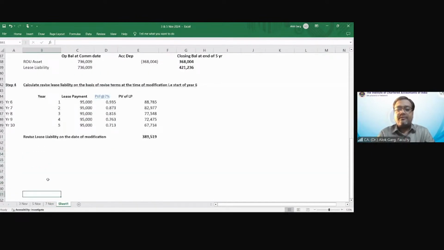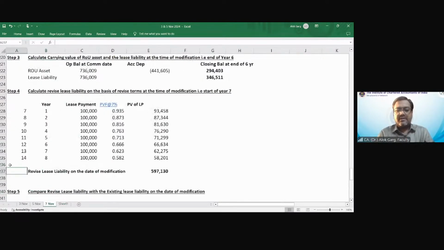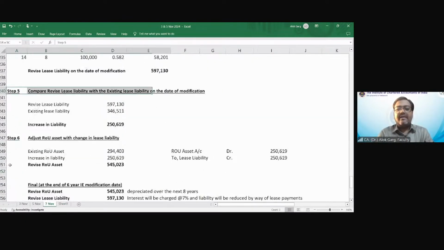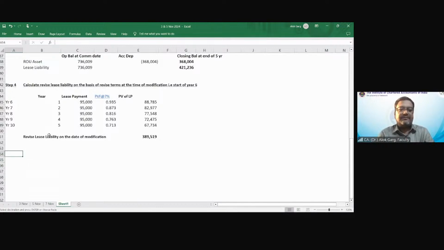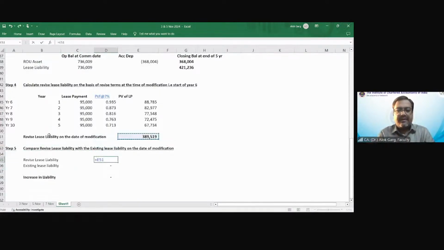अब क्या करूं? Compare करूं? So compare the revised lease liability and the existing lease liability on the date of modification. यही करना है मुझे. Step number 5. What is my revised lease liability? 389,519. What was my existing lease liability? 421,236. So how much is the decrease in liability? 31,718 is the decrease in liability.